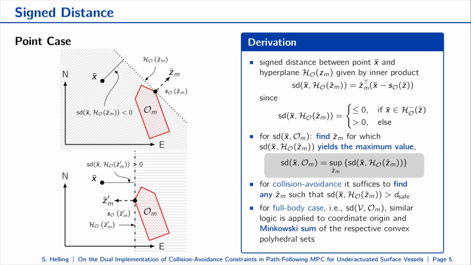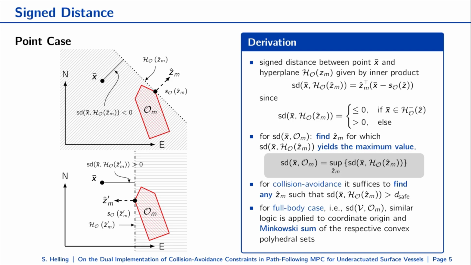The fundamental observation is that the signed distance between any arbitrary point x bar and a supporting hyperplane for a given direction z can be evaluated using z, x bar and the support point s. For example, in the upper figure on the left-hand side, you can see that x bar lies in the half space defined by z and the support point s. Thus, the signed distance between x bar and the hyperplane h is negative.